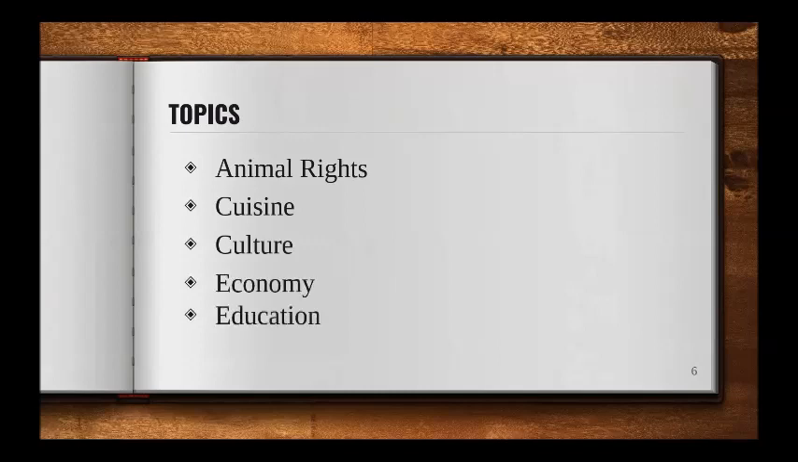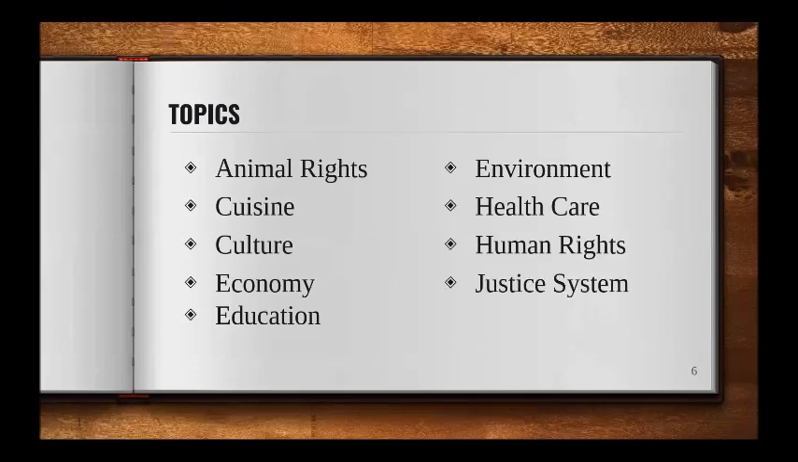Economy. Education. Environment. What environmental measures does your native country take or neglect to take? What do you think about US environmental measures? Compare and contrast your native country's environmental policies to those of the United States. You could write about healthcare, human rights, or the justice system. You could even write about daily life. What does an average person do in a day in your native country?